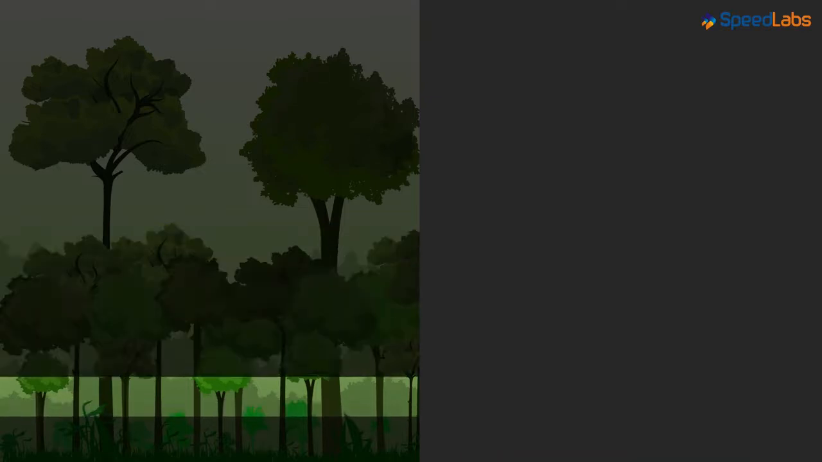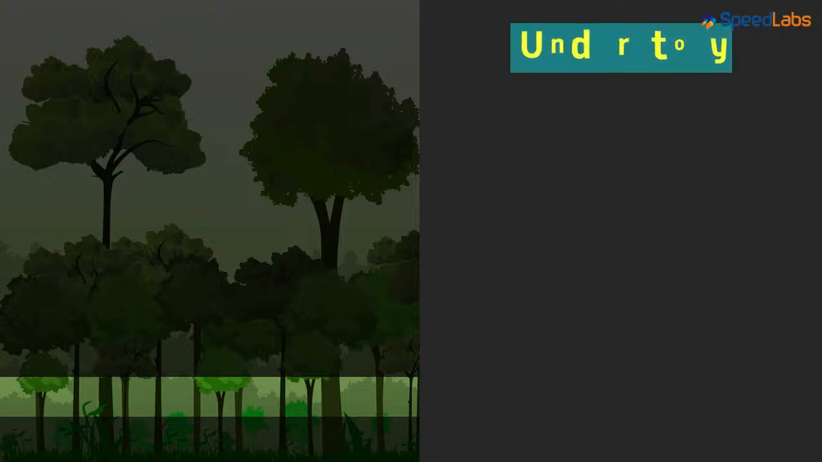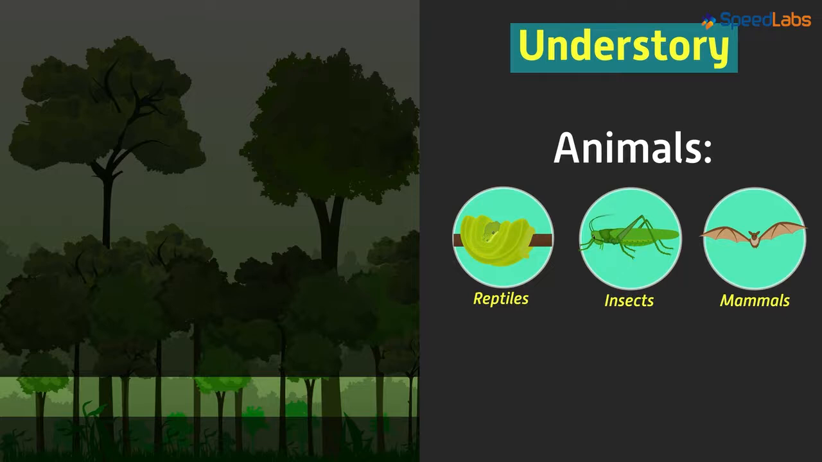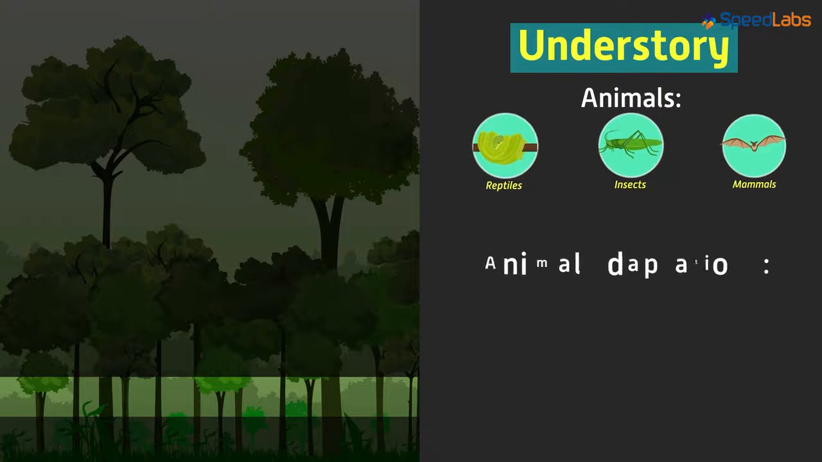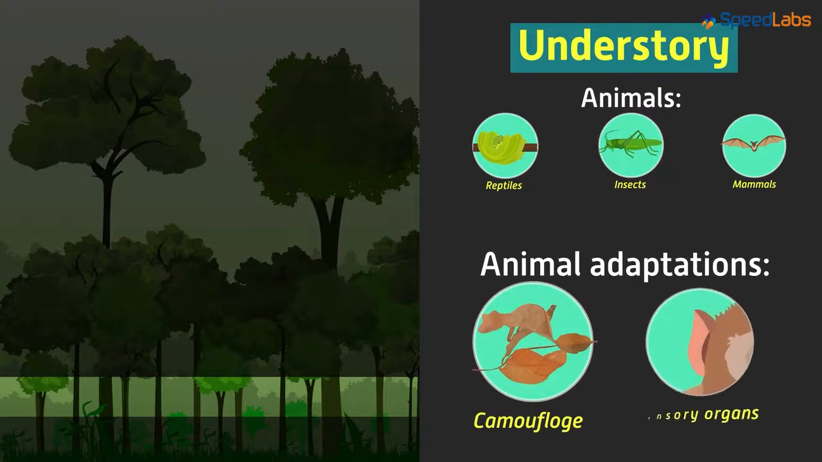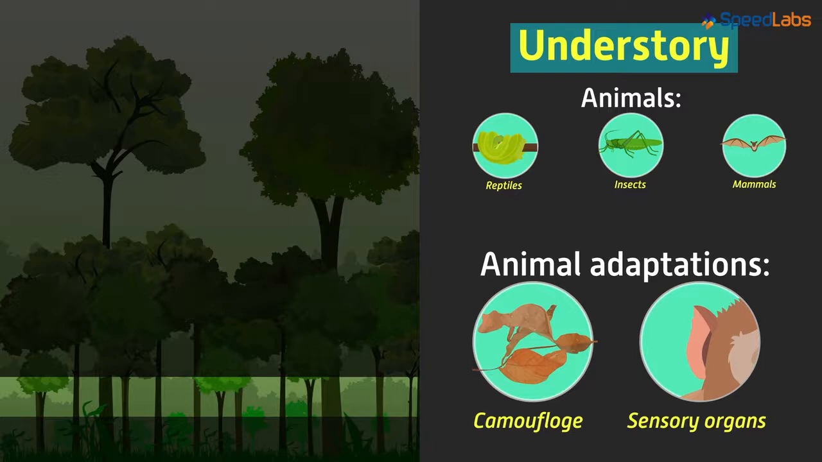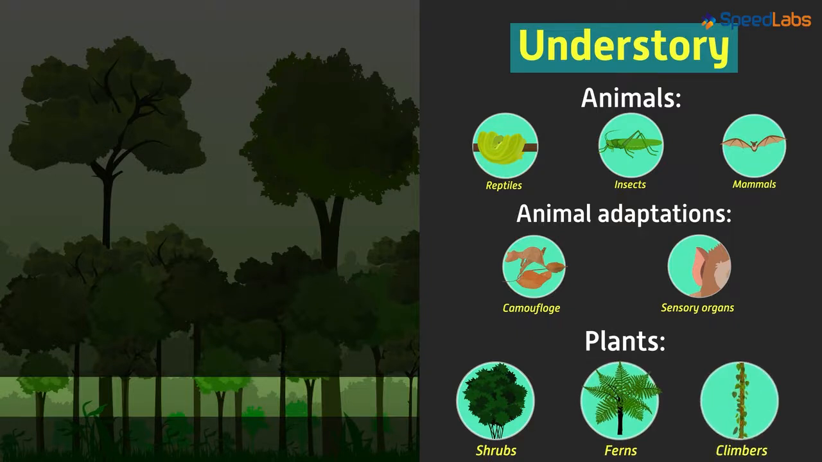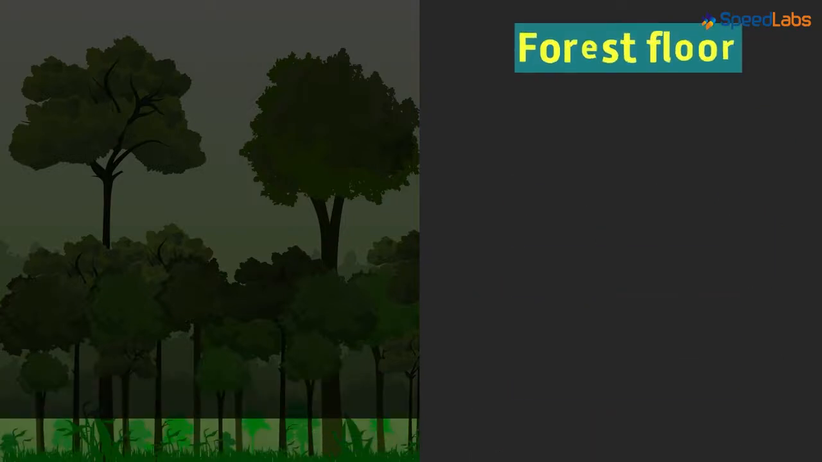It's this region. The zone is called as Understory. The humid conditions of this layer also help in development of rich animal culture. Several species of reptiles, insects, and even mammals like bats dwell in this layer. Several interesting animal adaptations like camouflage, sharp sensory organs, and many more can be studied in this region. And not only animals, but even a variety of plants like shrubs, ferns, climbers, and so many others are found in this region.